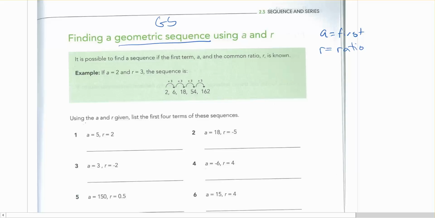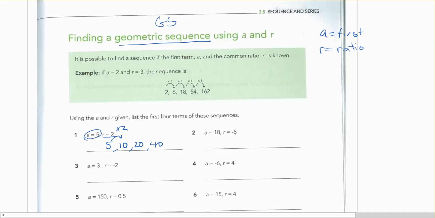So if they want us to write out a sequence, and they give us the first term, a is equal to 5. If my r value is 2, that means I need to times by 2 each time. So 5 times 2 is going to get me to 10. 10 times 2 is going to get me to 20. 20 times 2 will get me to 40.